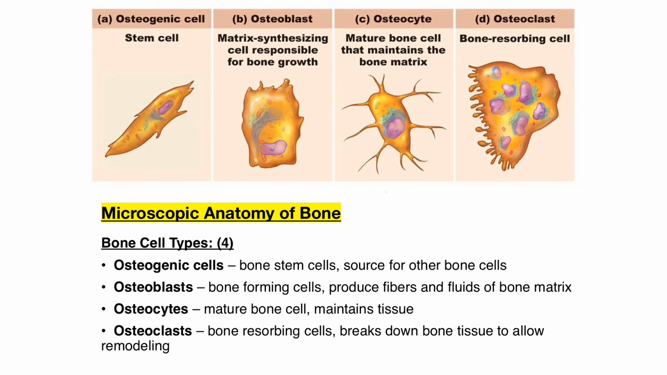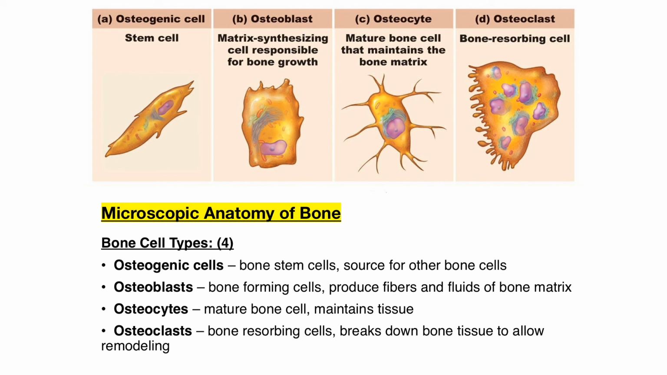They all begin with the prefix osteo, and osteo just means bone, alright? So we're going to start talking about the osteogenic cells, and those are the bone stem cells. These are like the primary cells that are the source for all of the other bone cells, alright? Next is our osteoblasts, and these are our bone-forming cells. They are the producers of fibers, fluid, and bone matrix.